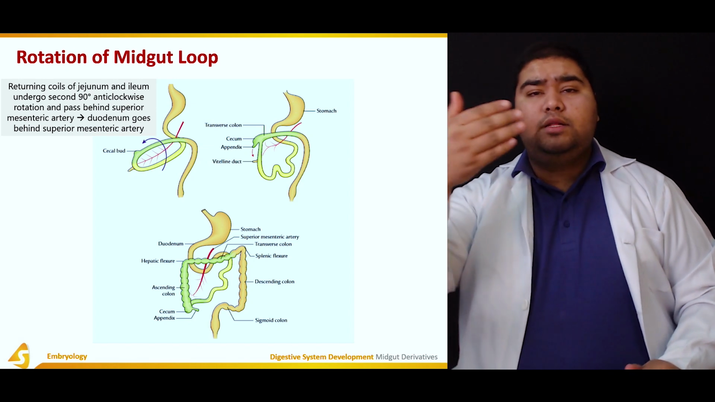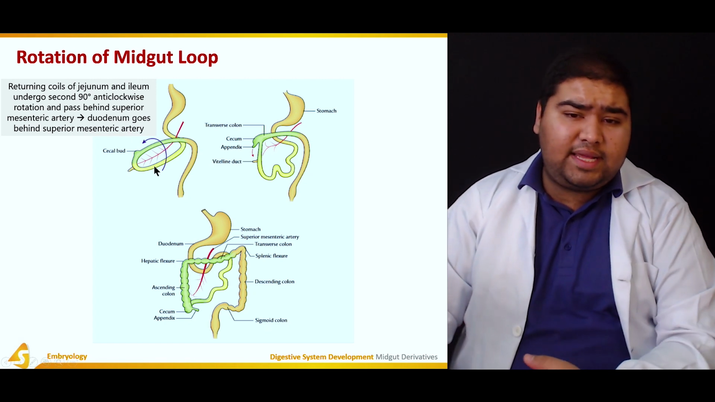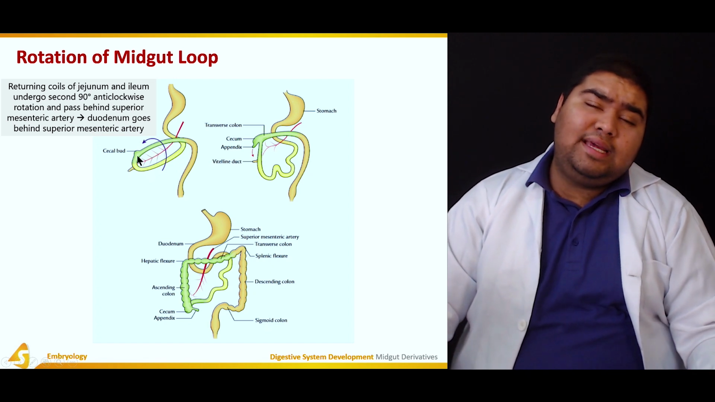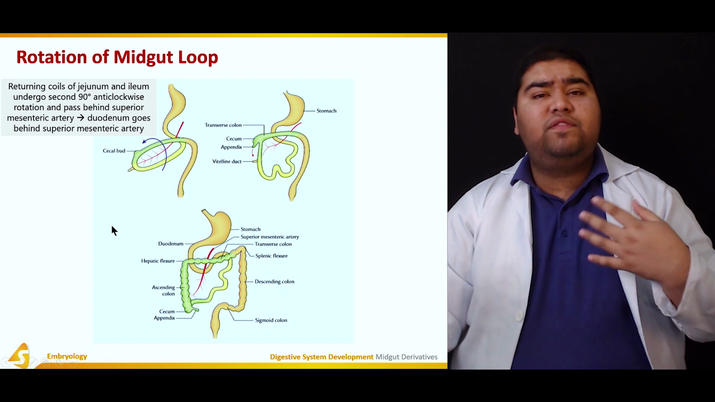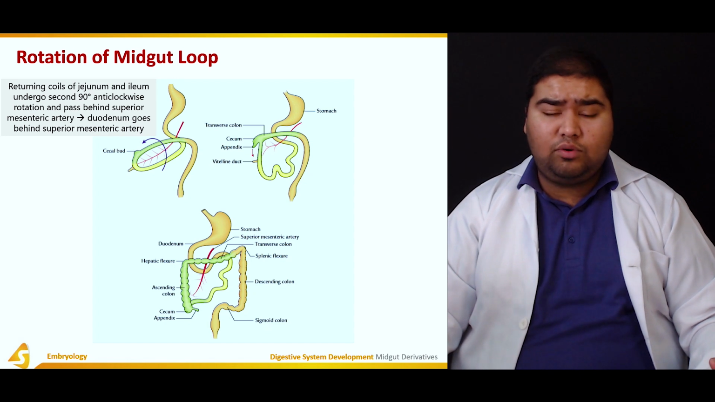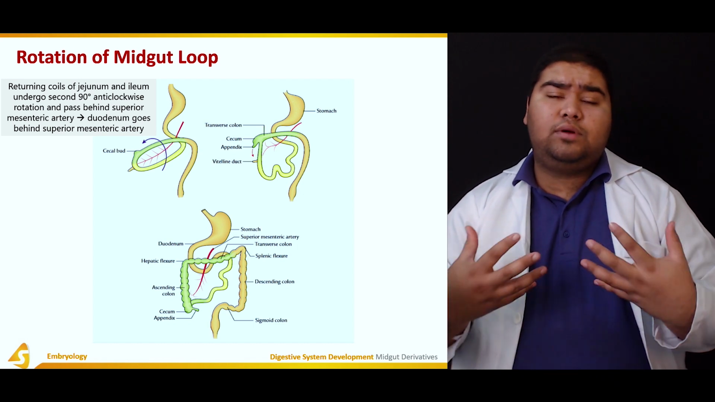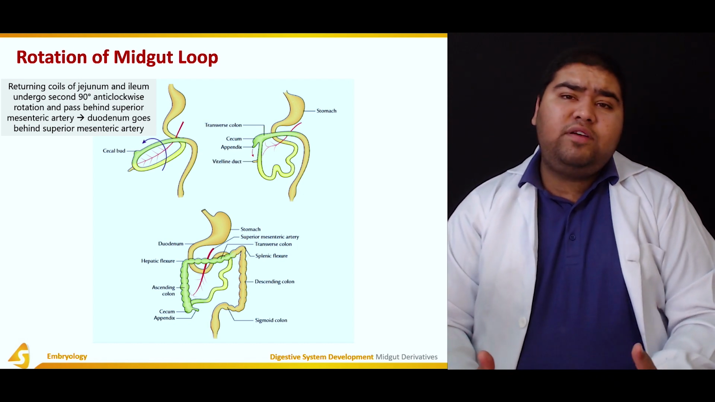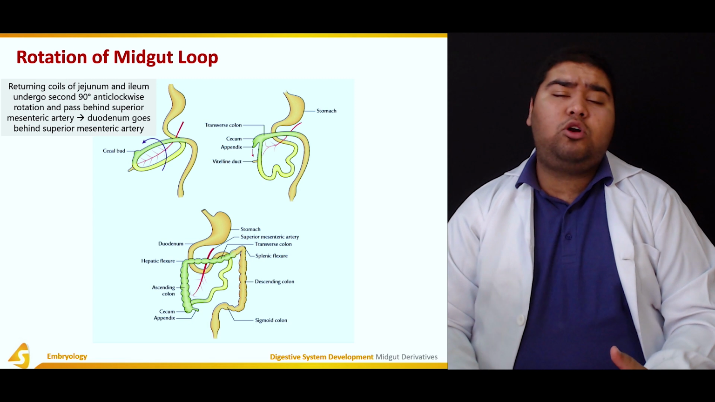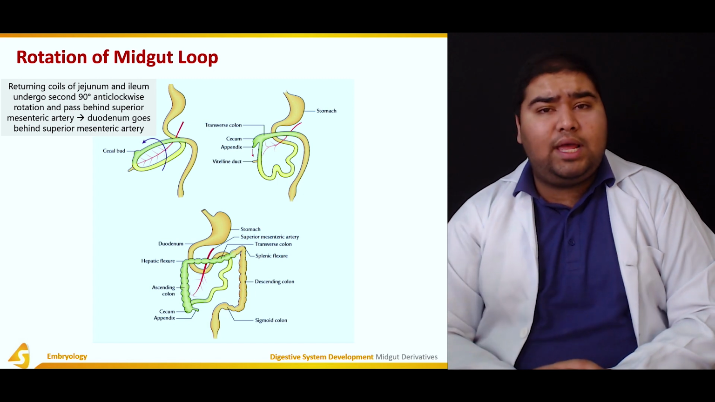So initially the superior mesenteric artery was in the center. There was a prearterial segment before the superior mesenteric artery, in yellow, and a postarterial segment in green. They were lying in the sagittal plane. First, a 90-degree anti-clockwise rotation took place, as a result of which the prearterial segment came to lie to the right. It underwent rapid proliferation, resulting in the formation of coils of duodenum and ileum. These coils could not be incorporated into the abdominal cavity, so they physiologically herniated into the umbilical cord.